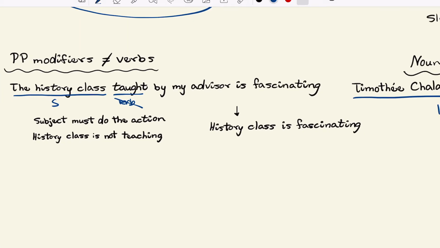But it would make sense to say history class is fascinating. And so this would be the verb of the sentence. And the past participle modifier of the sentence would be "taught by my advisor," because it's additional information about the history class that can be taken out, because the sentence would still make sense. To say the history class is fascinating, but you could also say the history class taught by my advisor is fascinating.